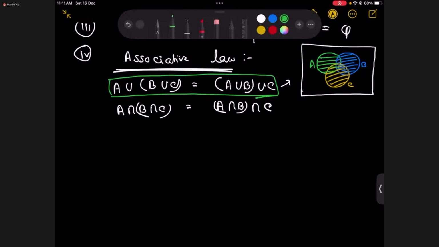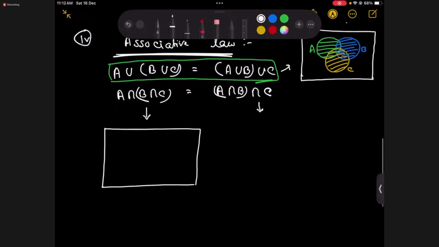Now, what about intersection? This is a little bit interesting because there are two kinds of things we will get. Let's draw this first. In the union case, both images are the same, so you can't differentiate between the two sides. But in the case of intersection, you can correctly differentiate between the two images.